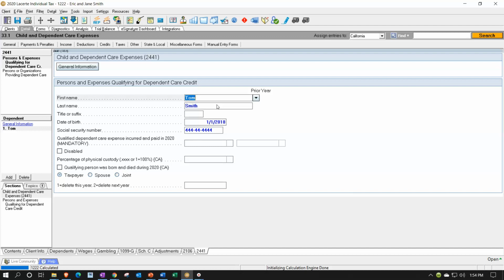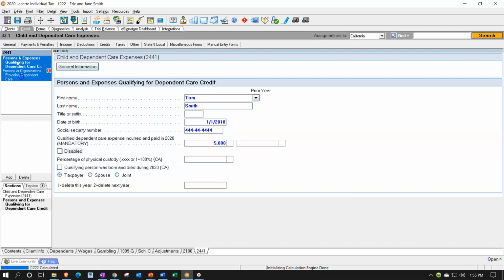So we're going to need the information for typically a dependent, usually a child under 13. And then we're going to be adding the institution, if it is an institution, or the details related to the caretaker. So I'm going to say Tom, and just pulling over Tom here. That's going to be the child that we have. And we're going to say then that the expenses were $5,000. That's going to be over the amount that we're going to be able to use in order to calculate the credit, but just want to put that there.